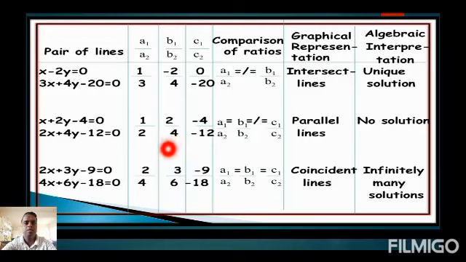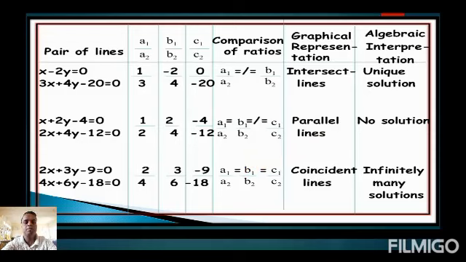See another example. x plus 2y minus 4 equal to 0, 2x plus 4y minus 12 equal to 0. a1 by a2 is 1 by 2, b1 by b2 is 2 by 4, which is 1 by 2, but c1 by c2 is minus 4 by 12, that is 1 by 3. See here, a1 by a2 is equal to b1 by b2, but not equal to c1 by c2. Then it is parallel lines. It has no solution. They will not intersect, therefore no solution.